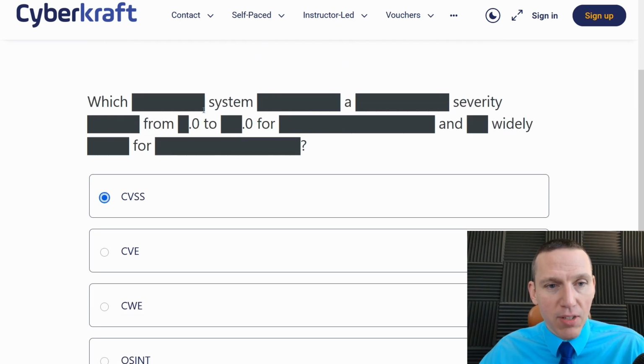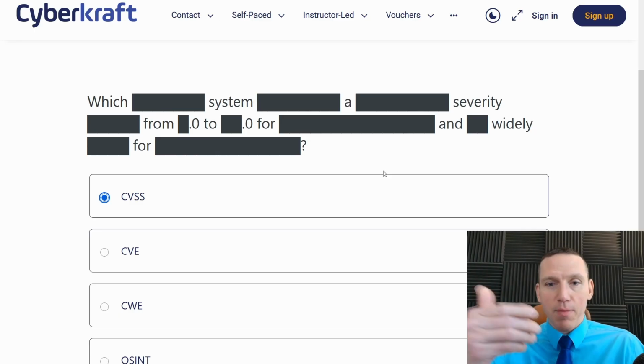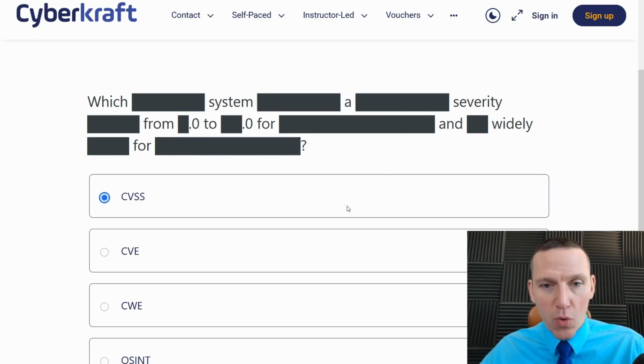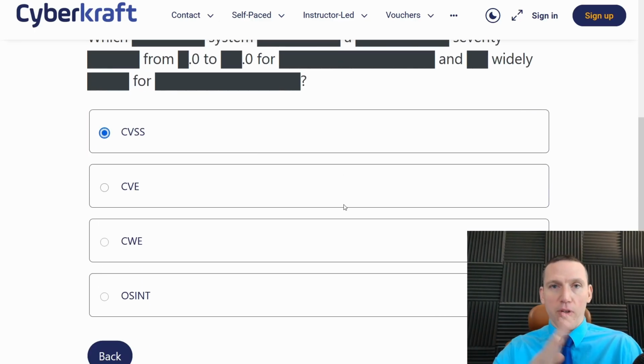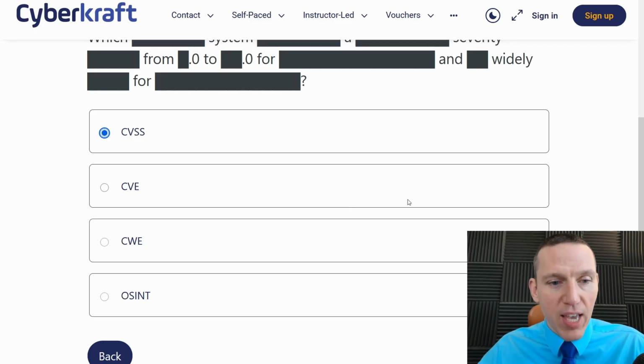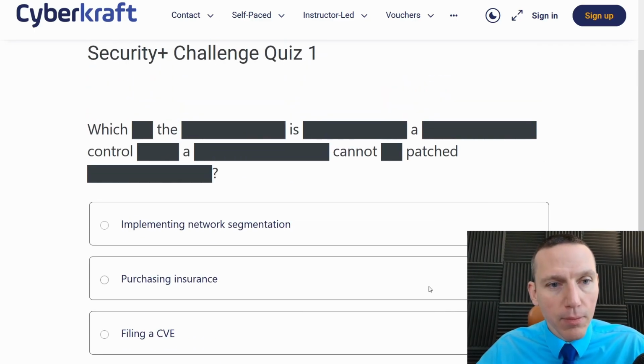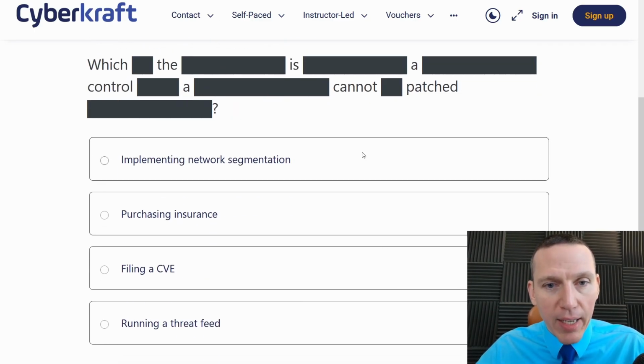So CVSS. Which scoring system, blank, blank, severity, blank. A system that scores severity is going to be the common vulnerability scoring system. That's the thing that gives you the vulnerability from 0 to 10. So CVSS, I think. Okay, which blank the blank is blank, a blank control.